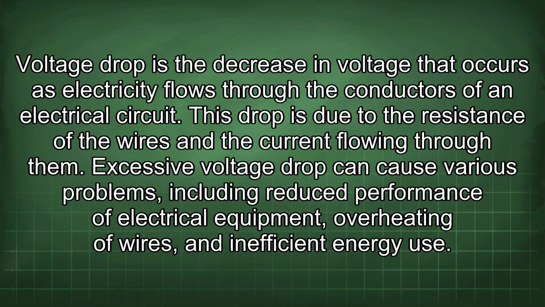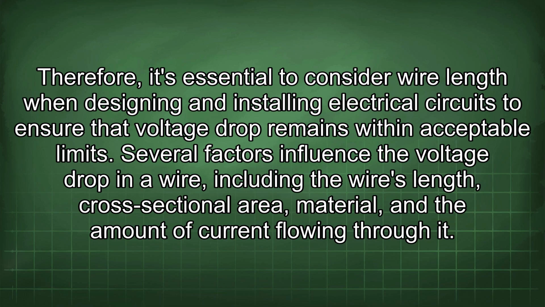Voltage drop is the decrease in voltage that occurs as electricity flows through the conductors of an electrical circuit. This drop is due to the resistance of the wires and the current flowing through them. Excessive voltage drop can cause various problems, including reduced performance of electrical equipment, overheating of wires, and inefficient energy use. Therefore, it's essential to consider wire length when designing and installing electrical circuits to ensure that voltage drop remains within acceptable limits. Several factors influence the voltage drop in a wire, including the wire's length, cross-sectional area, material, and the amount of current flowing through it.